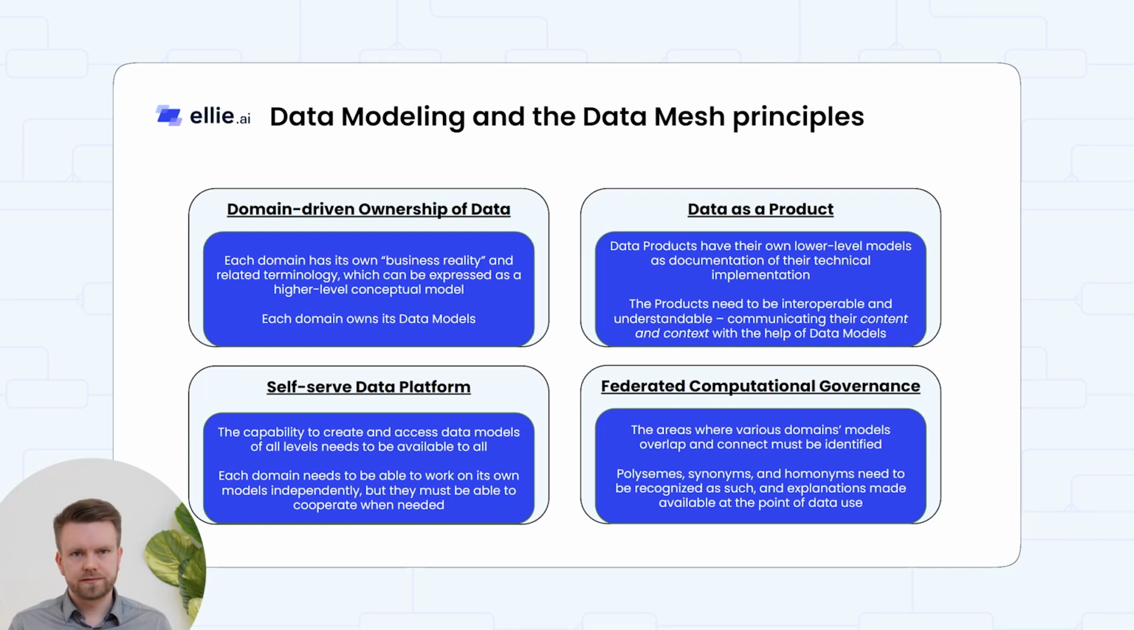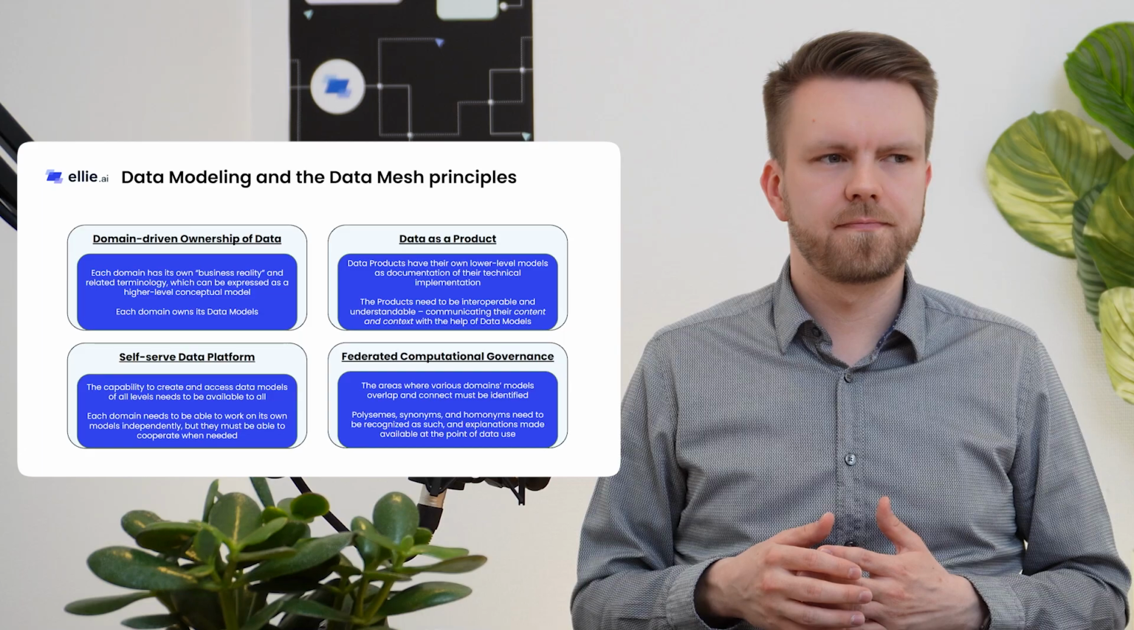So given that, now coming back to the data mesh principles, how does this link to the philosophical idea of what data mesh is? If we consider domain-driven ownership of data, naturally this means that each domain has its own kind of reality. They live in their own little domain world. So they need to have the ability to model that reality, to show that to everyone else. This is what our reality looks like. This is what kind of data we have about it. So each domain must own its own data models.